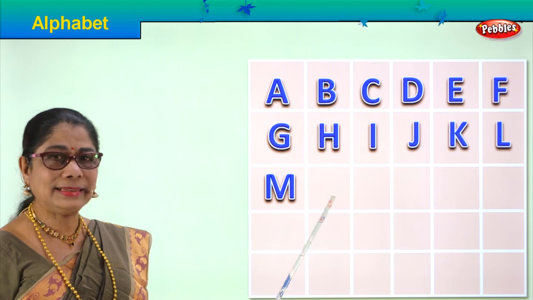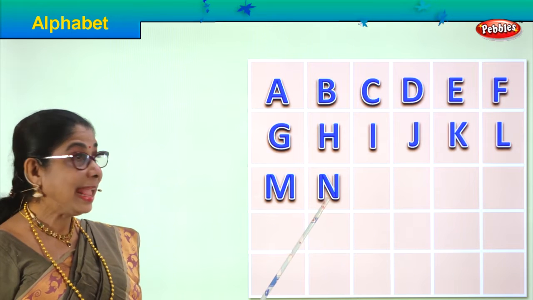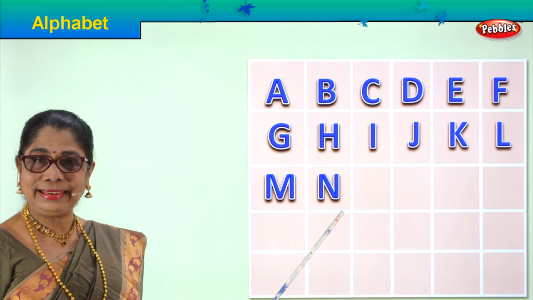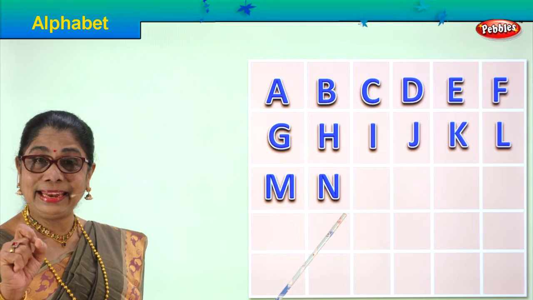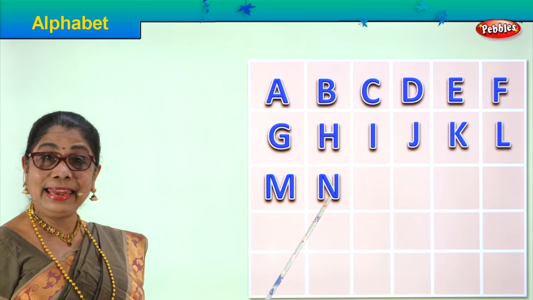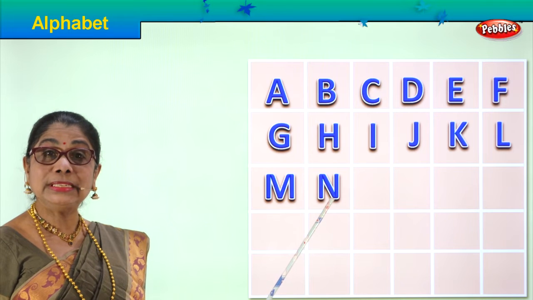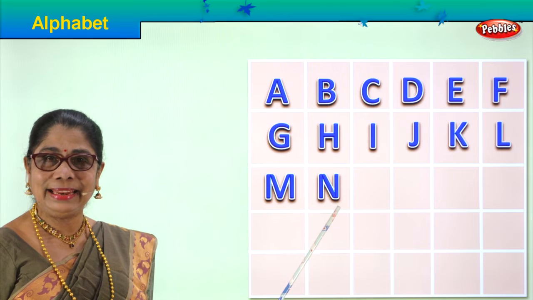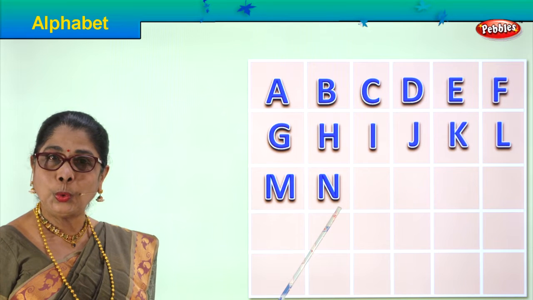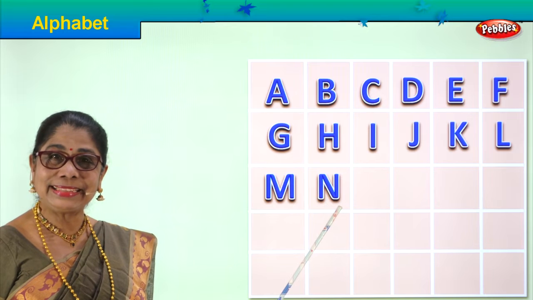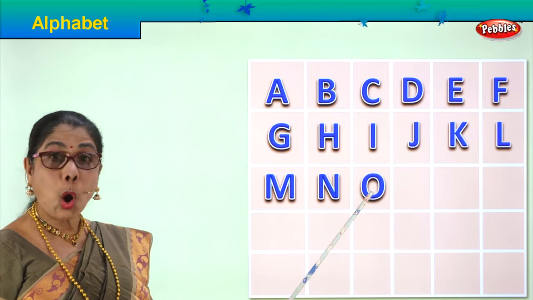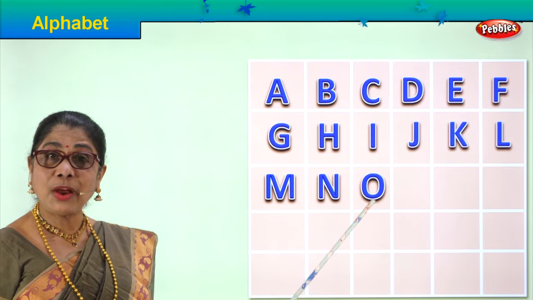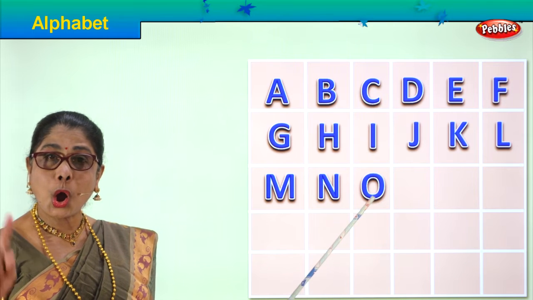Good. And the next letter is letter N. N. Nail. N. Nail. No. The sound is N. Yes? And the next letter is O. Letter O, owl. What is the sound of O? O. O. On.